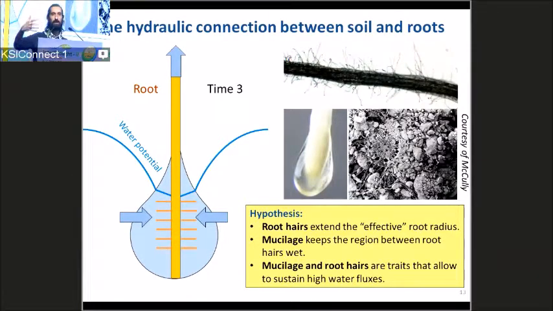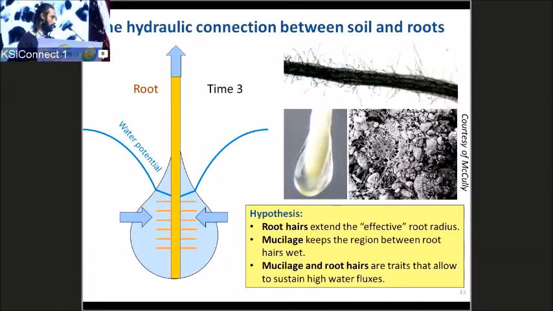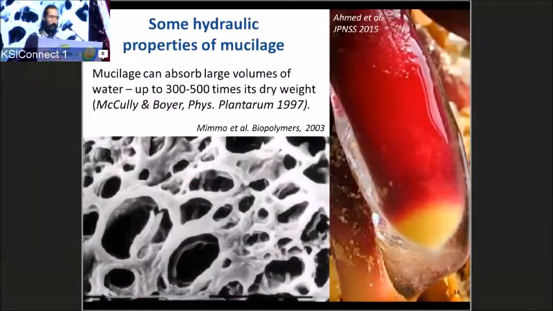This is what is called the rhizosheath. This is a very coherent layer of soil that is bound to the roots due to root hairs and mucilage that acts as a glue, and this keeps the root hydraulically and mechanically connected to the plant, to the soil. Now, let's discuss a few words about the properties of mucilage.